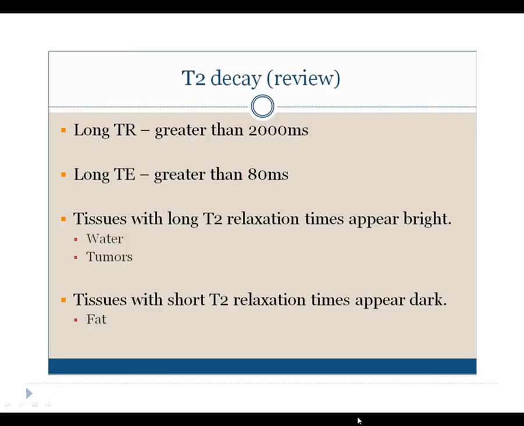Properties of T2 weighted images are a long repetition time that is greater than 2,000 milliseconds and a long echo time that is greater than 80 milliseconds. Tissues with long T2 relaxation times, such as water or tumors, will appear bright on the MR image. Tissues with short T2 relaxation times, like fat, will appear dark on the MR image.